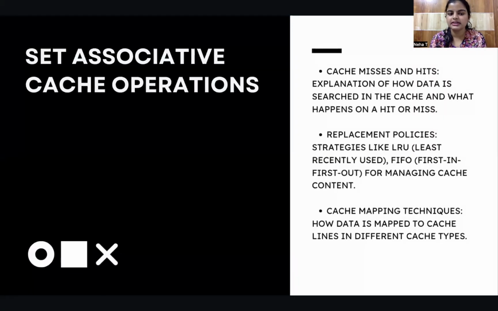Now, set associative cache operations. First is cache misses and cache hits. We'll see how data is searched in cache and what happens if it is a hit or miss, in the next slide. Then replacement policies, strategies like LRU, that is least recently used, and FIFO, first in, first out. These are used if a cache miss happens. Then cache mapping techniques: how data is mapped to cache lines and the different cache types. So those are the operations of set associativity.